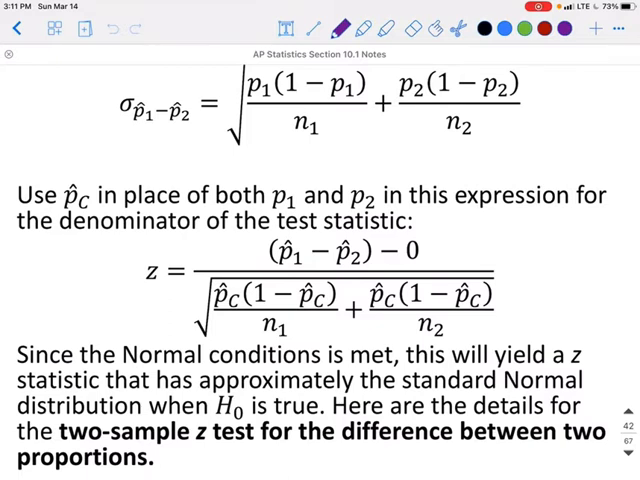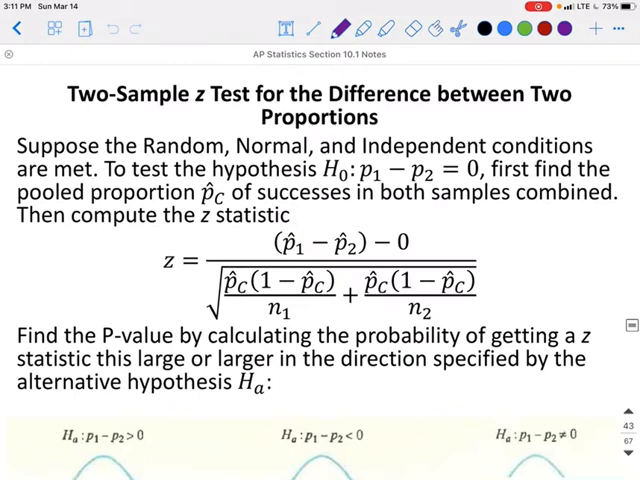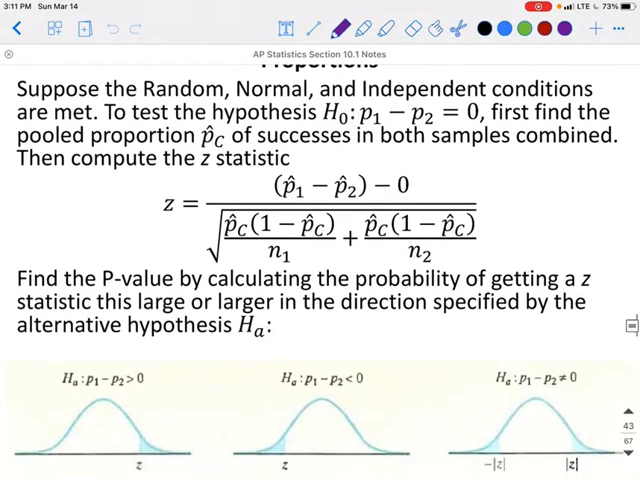Here are the details for the two-sample z-test for the difference between two proportions. Suppose that the random, normal, and independent conditions are met. To test the hypotheses of H sub 0: p1 minus p2 equals 0, first find the pooled proportion, p hat c, of successes in both samples combined. Then compute the z-statistic. We find the p-value by calculating the probability of getting a z-statistic this large or larger in the direction specified by the alternative hypothesis.